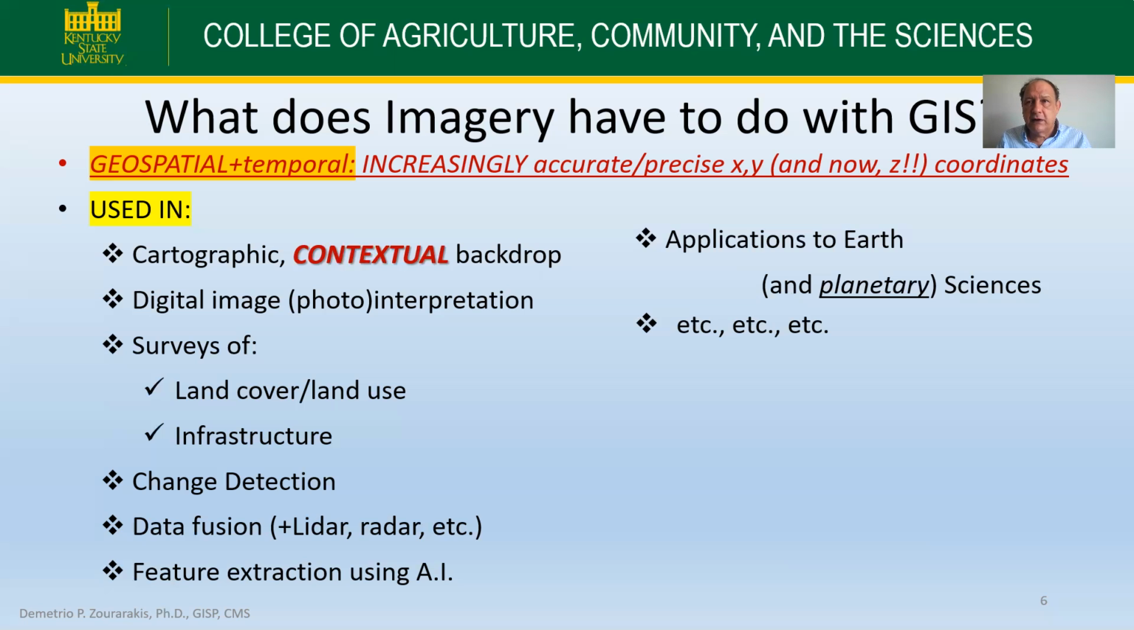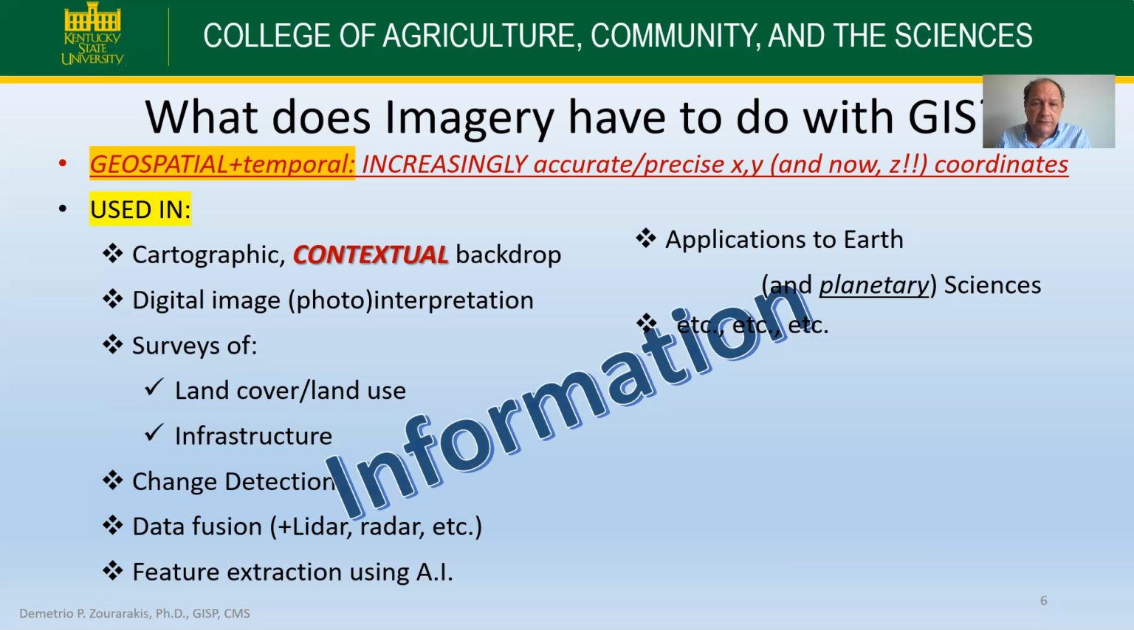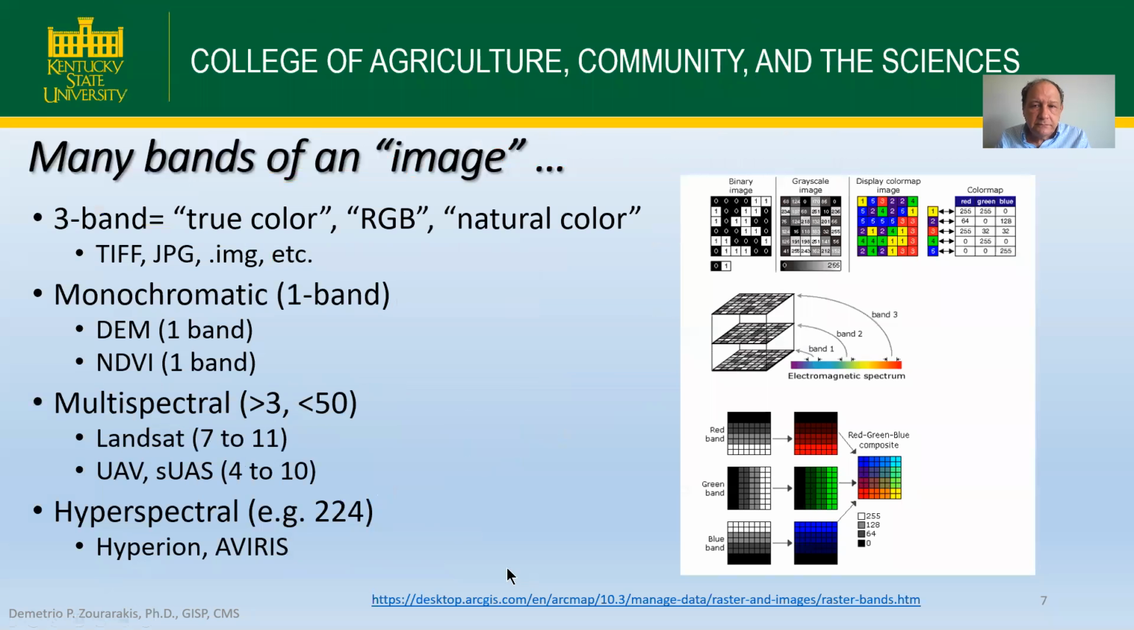There's a lot of tools now off the shelf, ready to be used and exploit imagery. Application to earth sciences such as geology, hydrology, glaciology, planetary sciences. So anyway, imagery has been with us and will be with us for a long time, and the GIS practitioner will consume the data. So it's all about information more than data. Geographic information science is more than geographic data science.